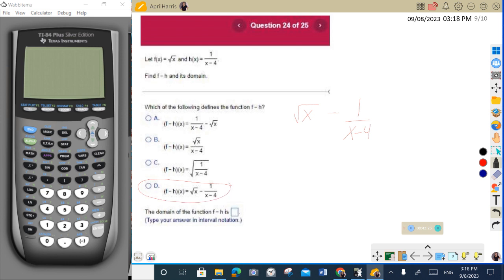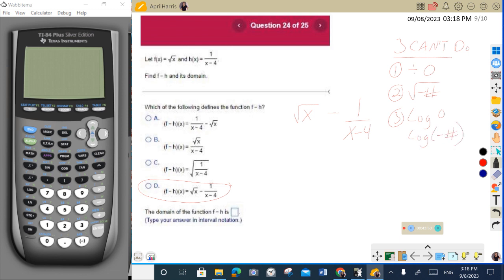Okay, that's the easy part. Now, domain is important. Domain means what are the restrictions on x? In my class, I preach that there's 3 things you can't do in math. First thing, you can't divide by 0. Second thing, you can't take the square root of a negative number. And the third thing is you can't take the log of 0 or the log of a negative number.